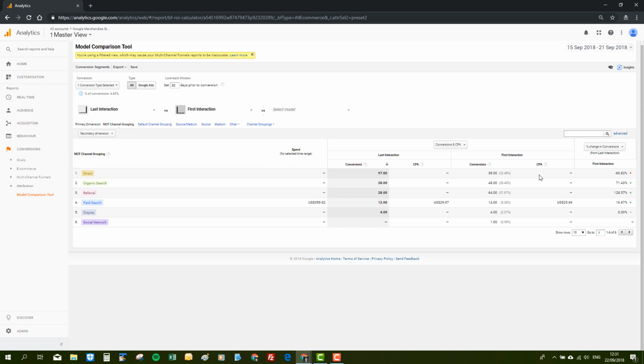So we can see that in terms of first interaction, referral is far more valuable. So when we compare first interaction to last interaction, we're able to see that organic search tends to open a lot of purchases, far more than it actually completes itself. So direct closes a lot of conversions, but it doesn't open a lot of conversions because its first interaction rate is far lower. It's 60% lower than the last interaction rate.